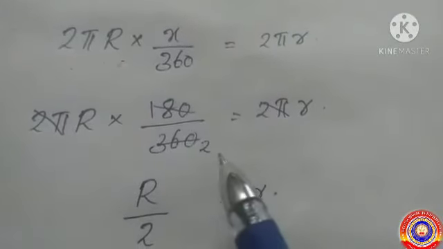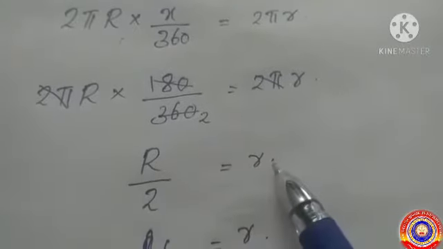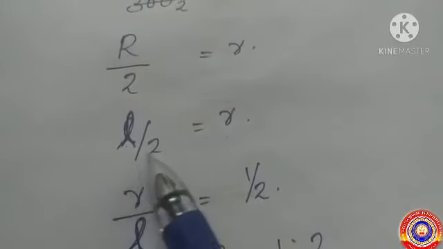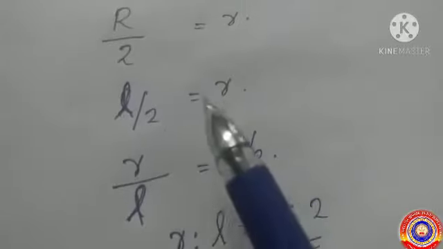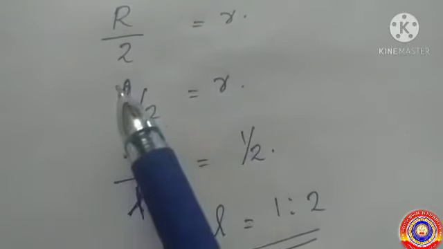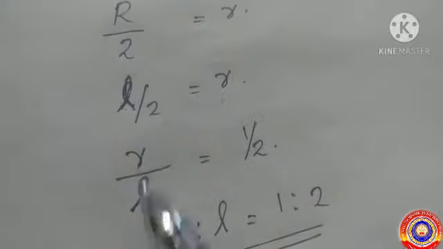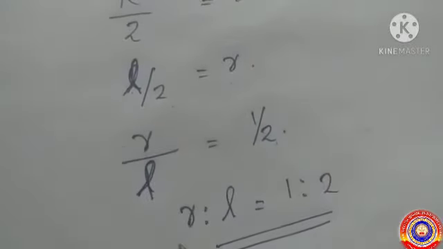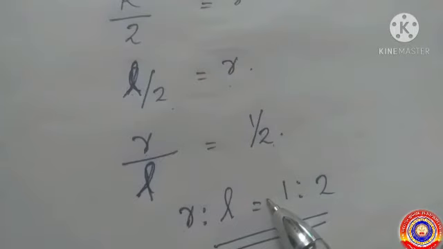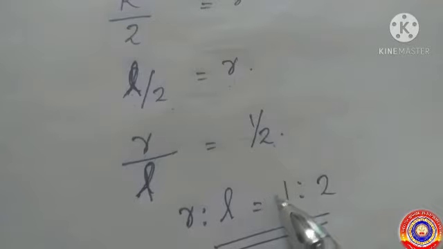We can cancel the similar terms, 2 pi and 2 pi, 180 and 360. We get R by 2 is equal to small r. We know that R is equal to L, so we can replace R by L and we get L by 2 is equal to r. We have to find the ratio of r and L, so we bring this L to the right side and it becomes r by L is equal to 1 by 2. Therefore, r is to L is equal to 1 is to 2. The ratio between base radius and slant height is 1 is to 2.